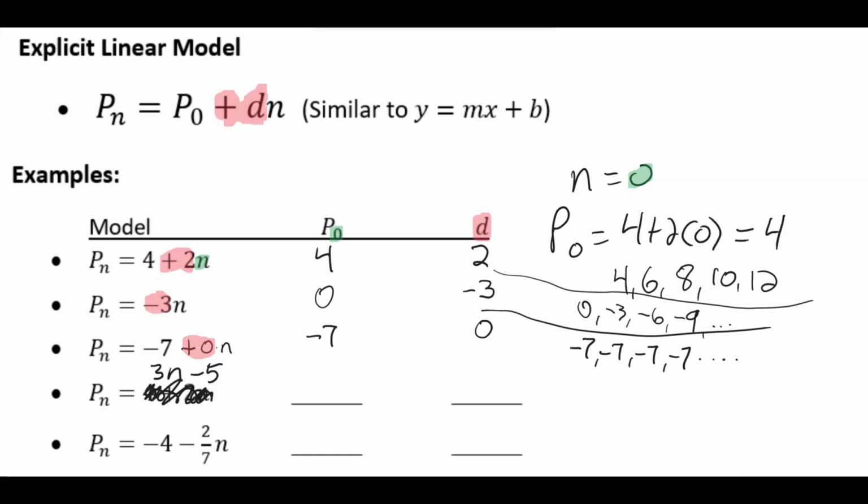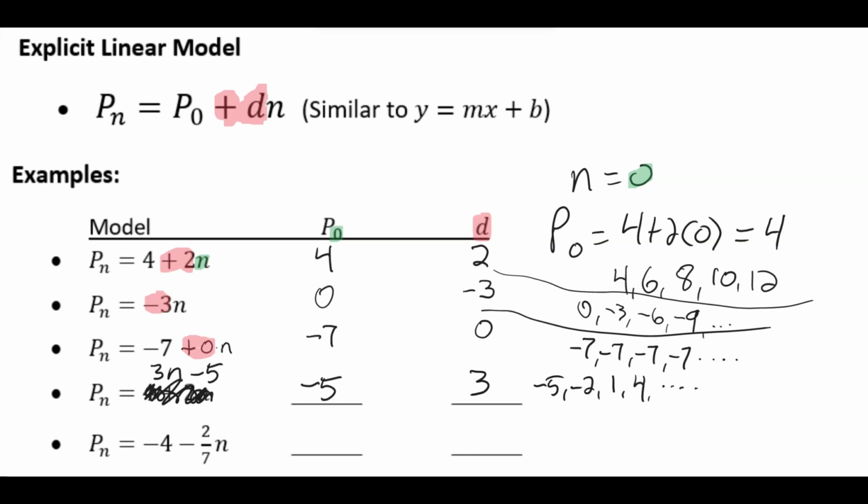What you should get for P sub 0 is negative 5, and the d value is 3, and the sequence would be negative 5, negative 2, 1, 4, etc.